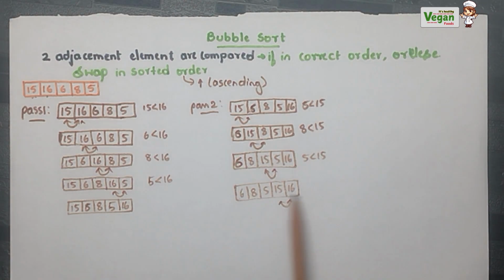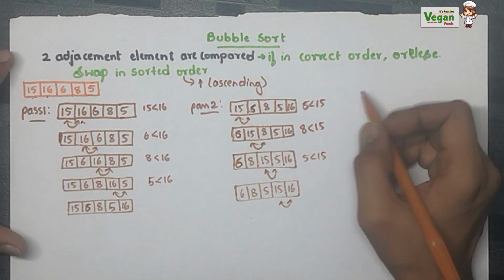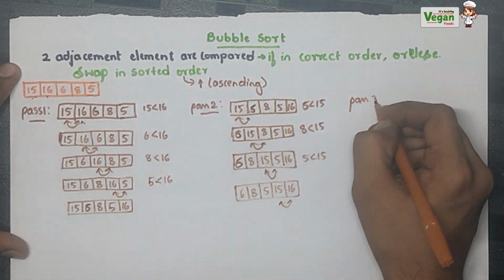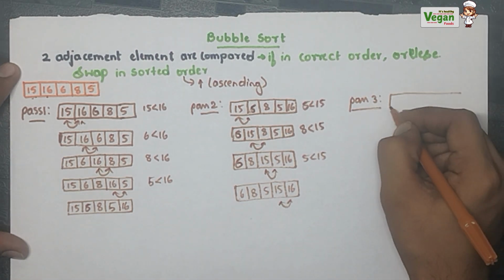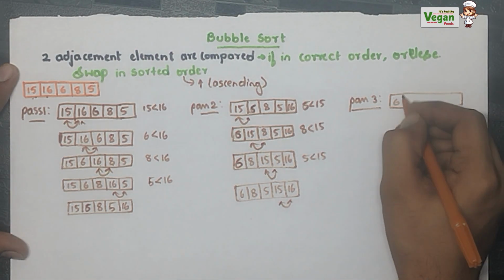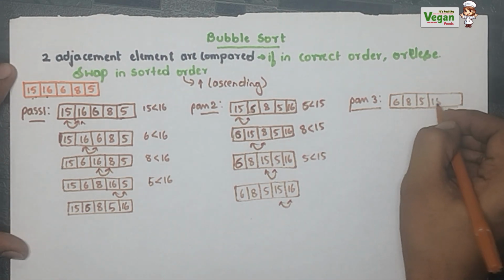Now we will see whether the full set of elements is in increasing order. 6, 8, 5. 5 is less than 8, so I must do another pass. Pass 3. I will just copy the last step: 6, 8, 5, 15 and 16.